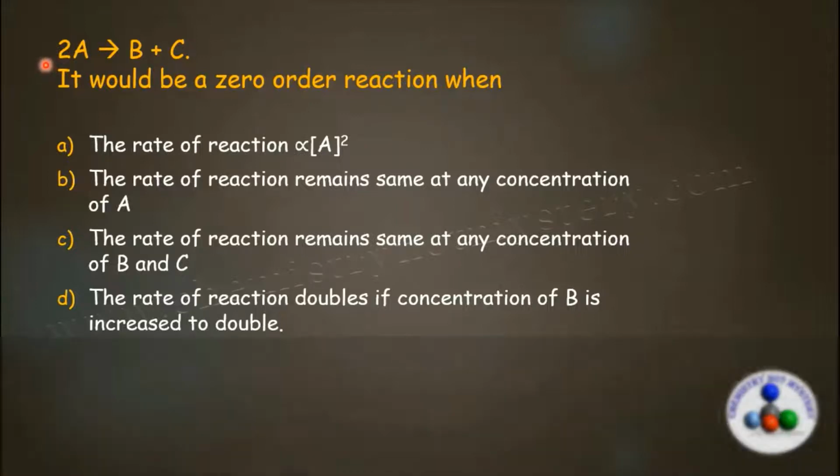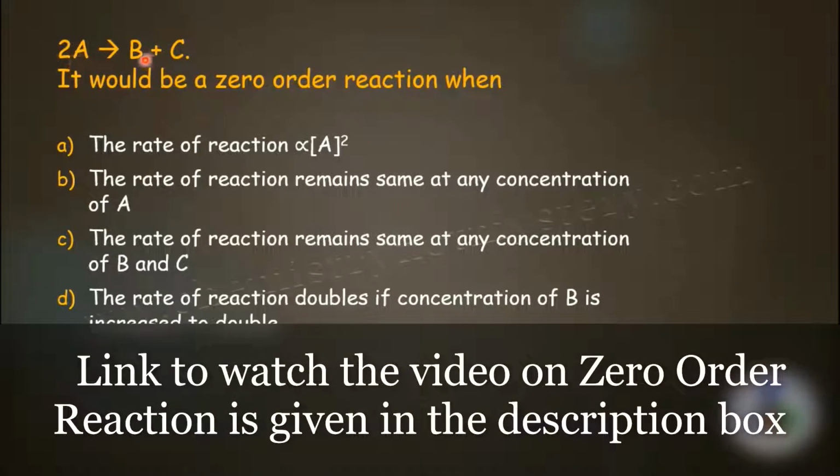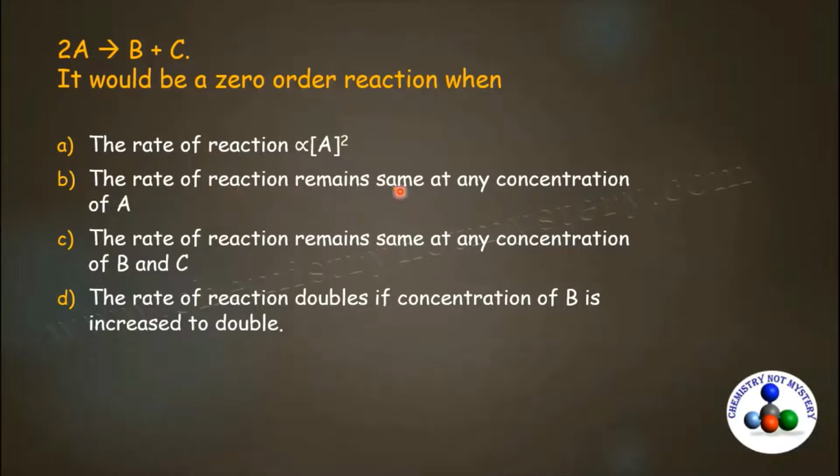So let's try to solve the first question. 2A gives B plus C. It would be a zero order reaction when: option A, rate of reaction directly proportional to the concentration of A raised to the power 2. Option B, the rate of reaction remains same at any concentration of A. Option C, the rate of reaction remains same at any concentration of B and C. Option D, the rate of reaction doubles if the concentration of B is increased to double.